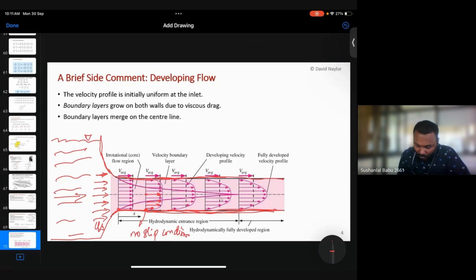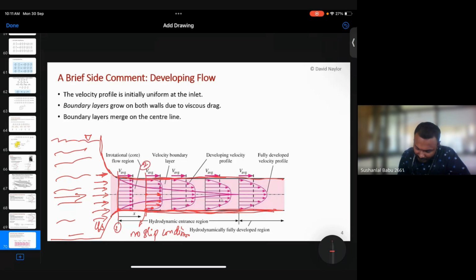So how is it developing? That profile is developing. That is called the entrance region. It is the length till which the velocity profile gradually develops and changes. You can see this is the first cross section, section 1, where we see a uniform velocity, because it is at the beginning of the pipe. The next cross section is here. You can see the profile is developing.